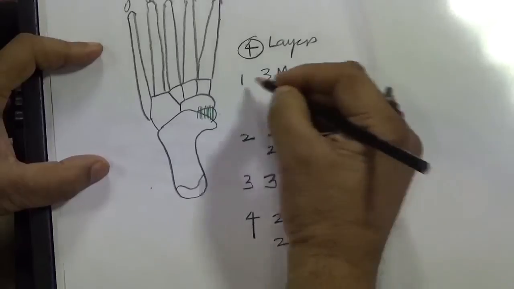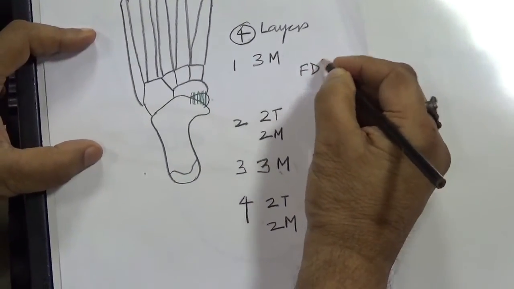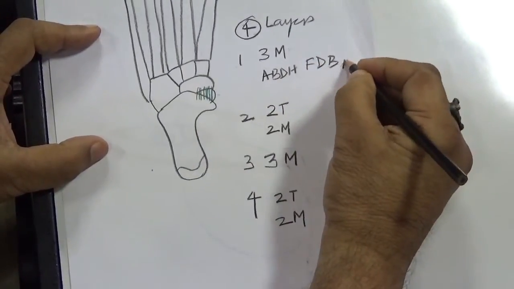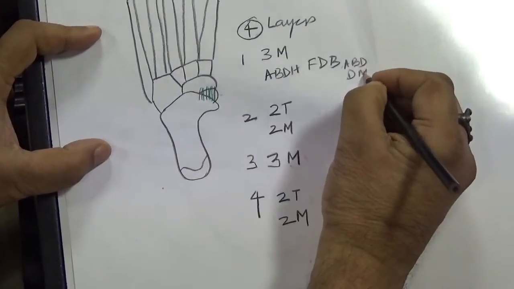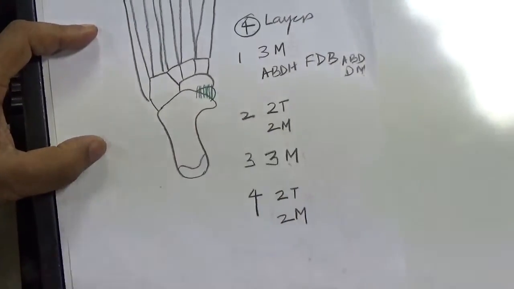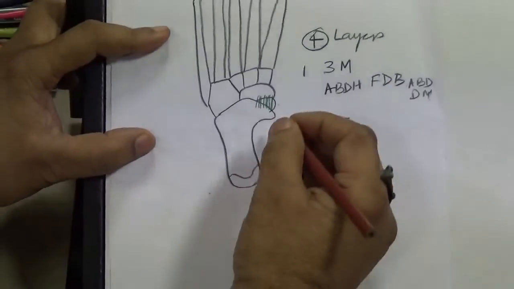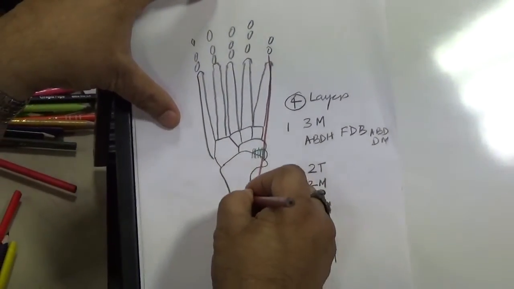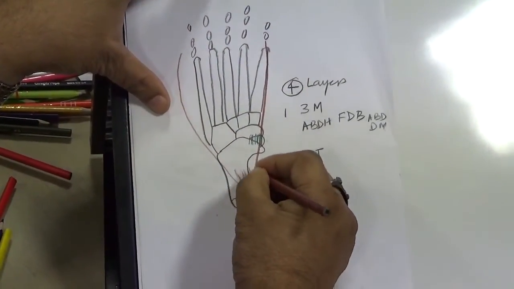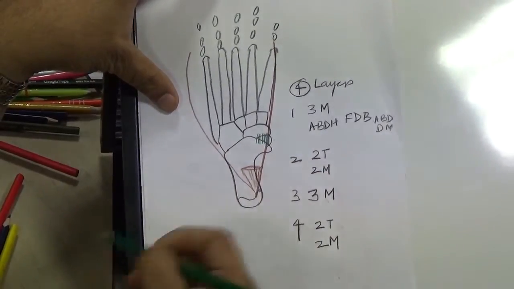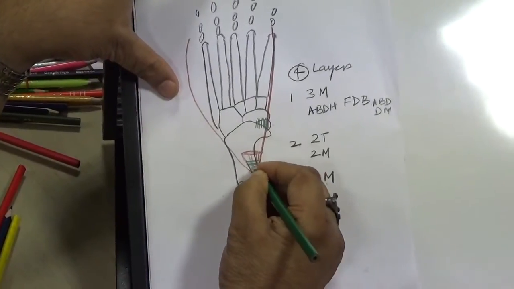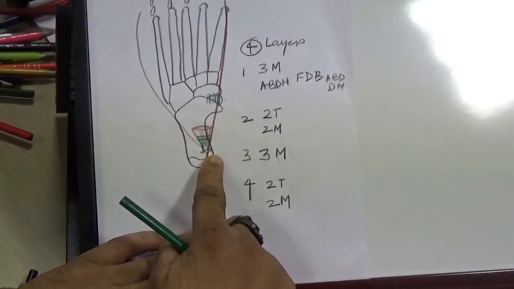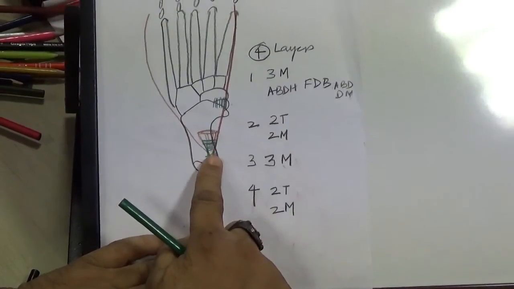The 3 muscles in the first layer are flexor digitorum brevis between abductor hallucis on this side and abductor digiti minimi on this side. This is the direction of abductor hallucis, this is the direction of abductor digiti minimi, and in between you have the flexor digitorum brevis, and it is covered by the plantar aponeurosis. So these are the 4 structures that are attached to the medial calcaneal tuberosity, and these are the 4 structures that are divided in Steindler's operation.